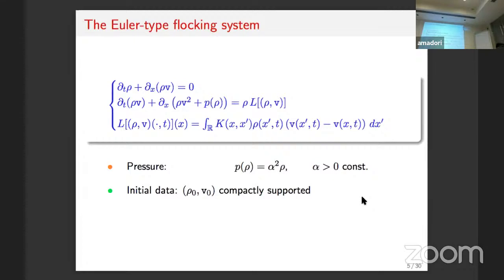So what is natural to consider on the initial data? For instance, it is natural to consider compactly supported initial data. So we assume that our density is localized in some portion of space, and we want to see what happens in the evolution of time.